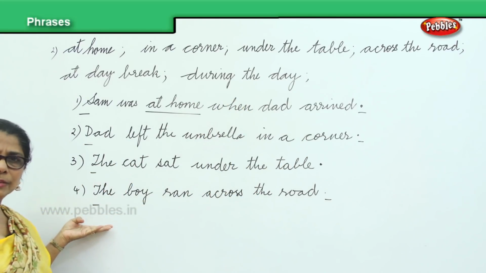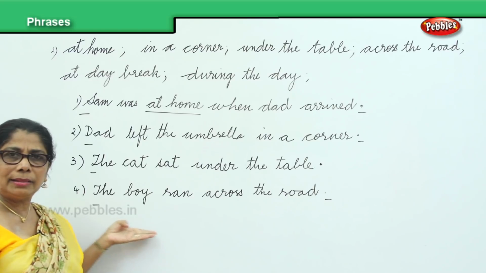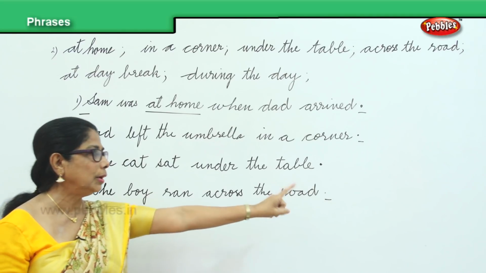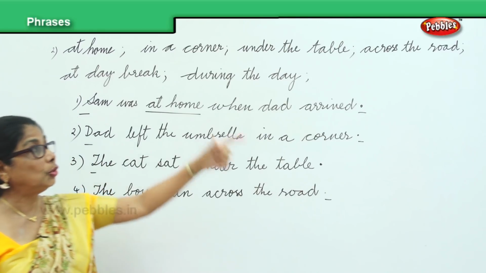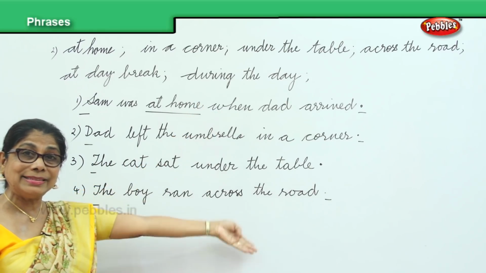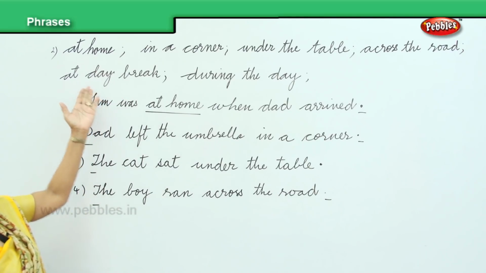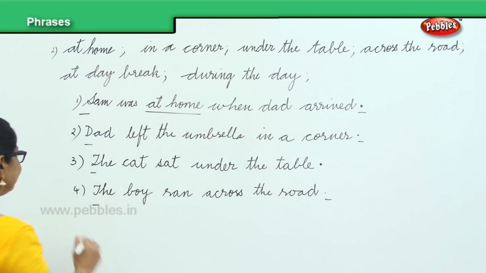We begin the sentence with a capital letter. We provided the boy ran. The boy ran across the road, ending with the full stop. So the group of words which did not make complete sense, here we have made a complete sentence. The sentence is complete. The next we have is at daybreak.